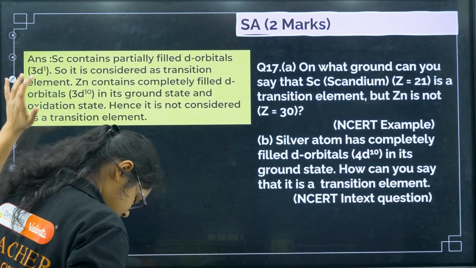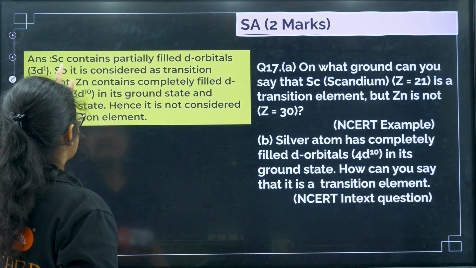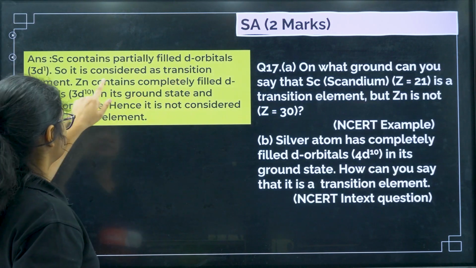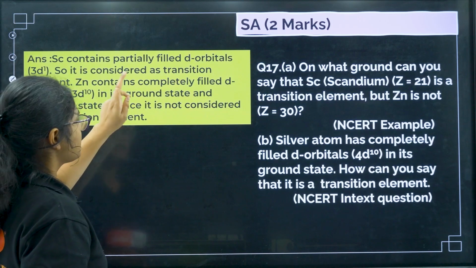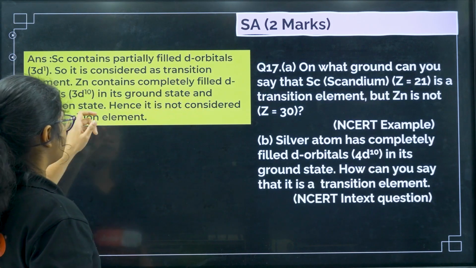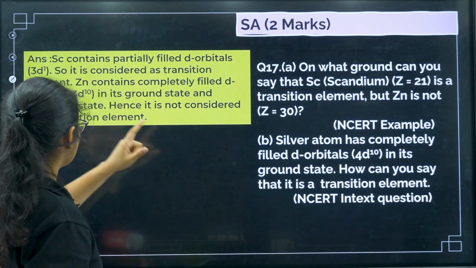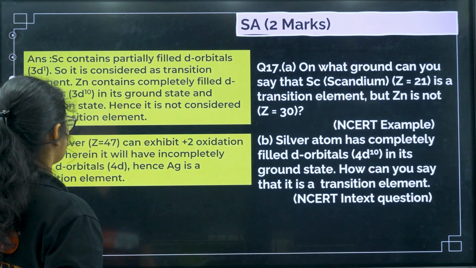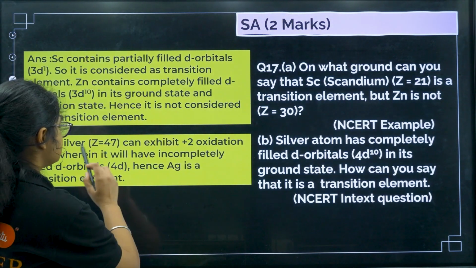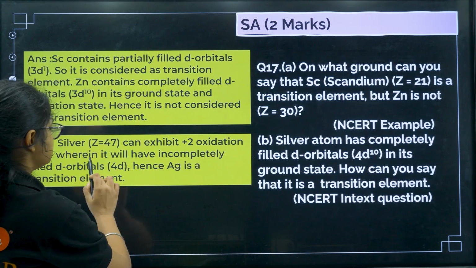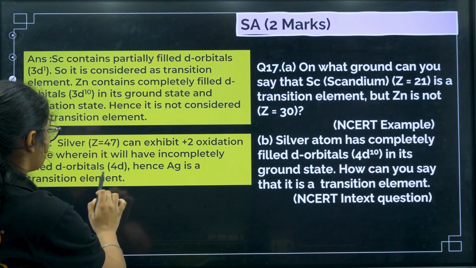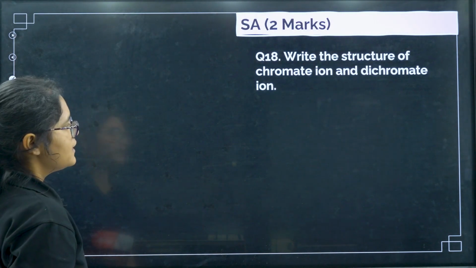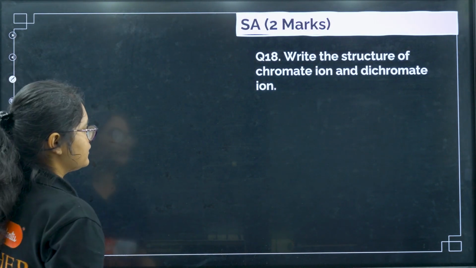So how can we write this answer? So scandium contains partially filled d orbitals, that is 3d1, so it is considered as a transition element. Zinc contains completely filled d orbitals in its ground state as well as in its oxidation state, so that is why it is not considered a transition element. For the second one, silver can exhibit +2 oxidation state in which it has incompletely filled d orbital, hence it is a transition element.